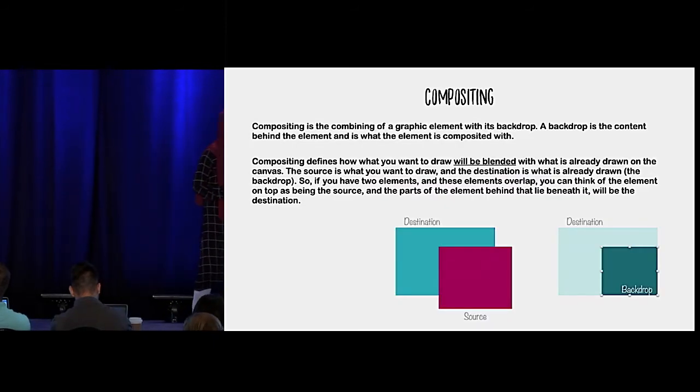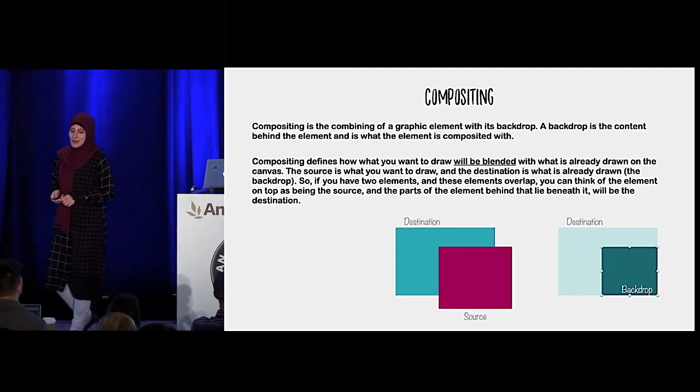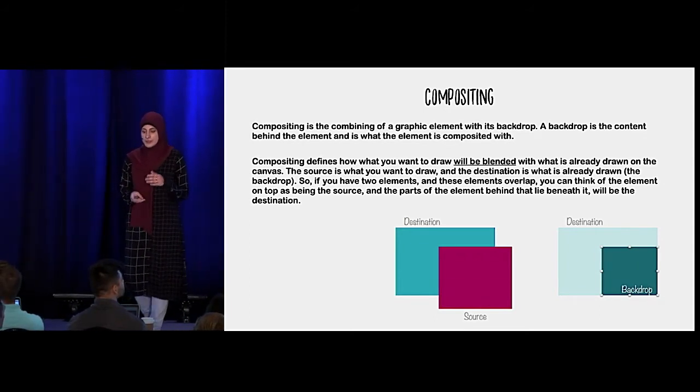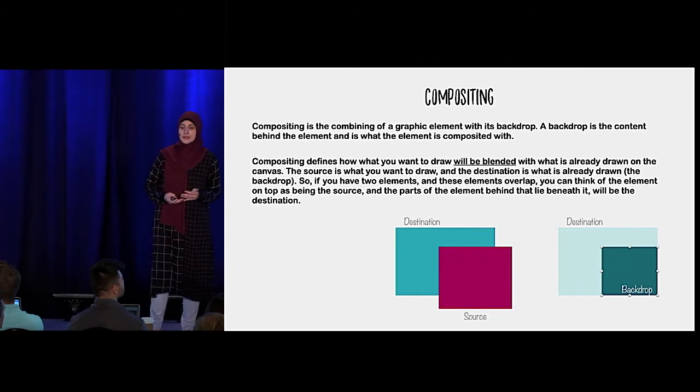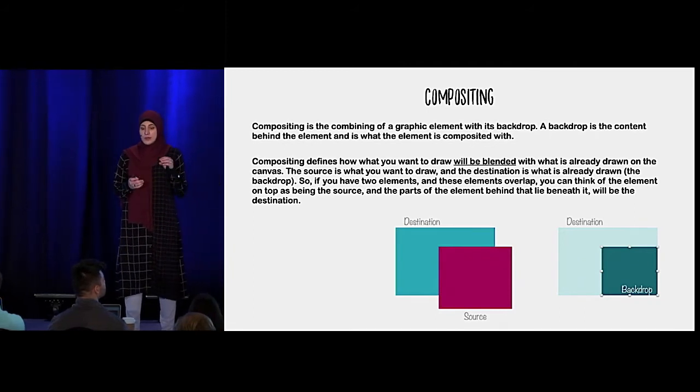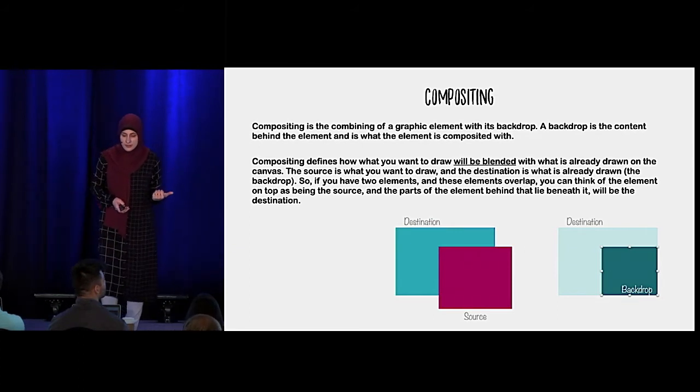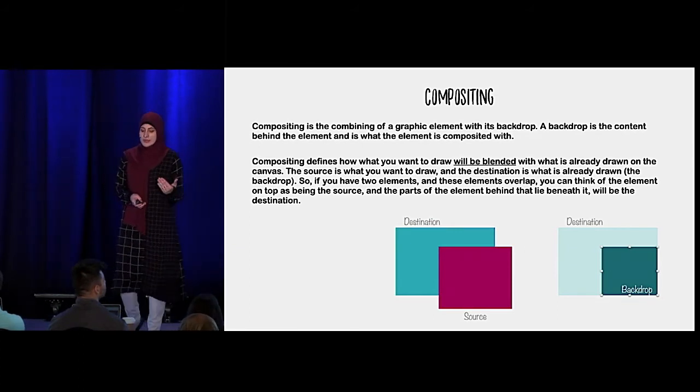Compositing is the combining of a graphic element with its backdrop. A backdrop is the content behind the element and is what the element is composited with. So compositing defines how what you want to draw will be blended with what is already drawn on the canvas. The source is what you want to draw, and the destination is what is already drawn on the backdrop.